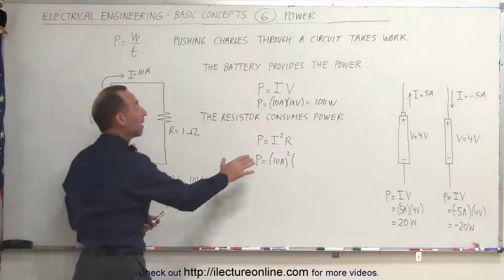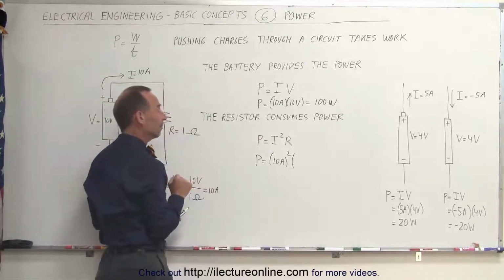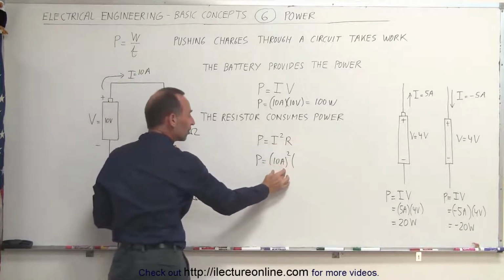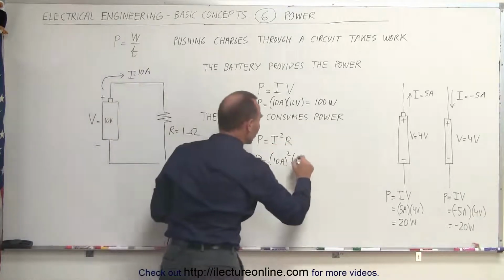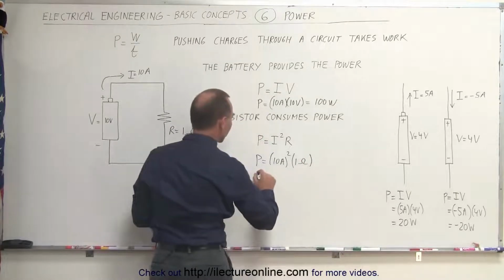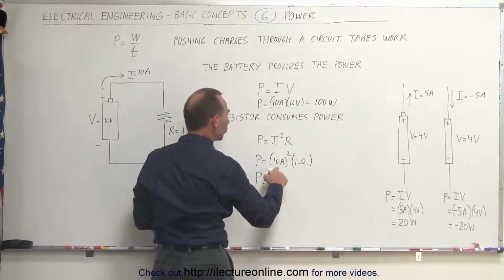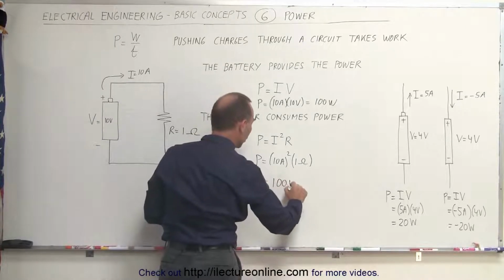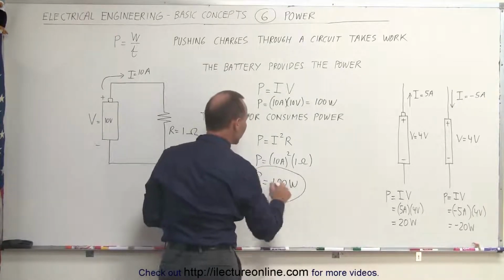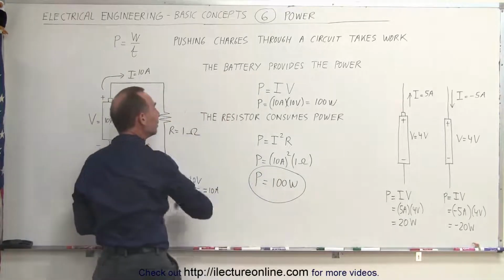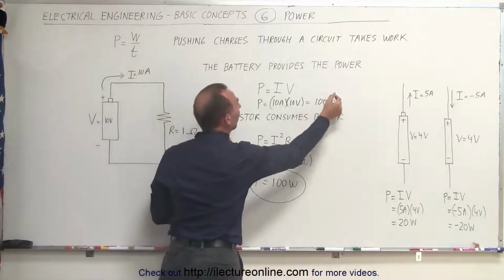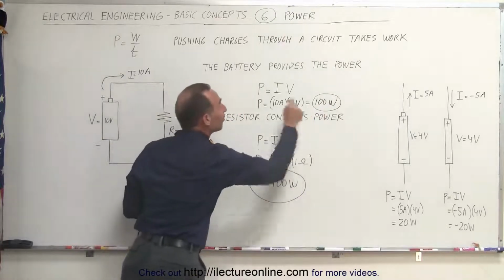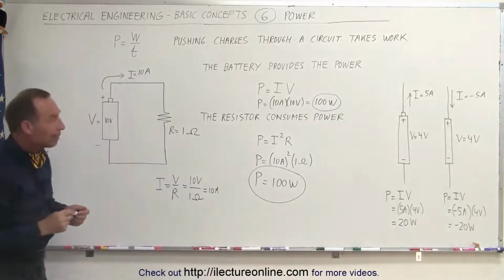Again, going back to the power consumption equation for the resistor, power equals current squared times the resistance. The current was 10 amps. We square that. The resistance is 1 ohm. You can see here that power is equal to 10 squared, that's 100, times 1, or that would be 100 watts. Notice in this case that the power consumed by the resistor is equal to the power provided by the battery.